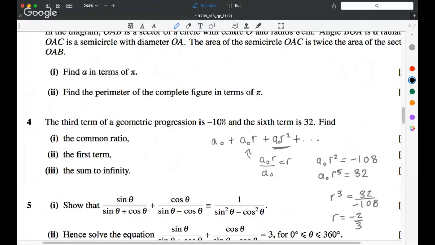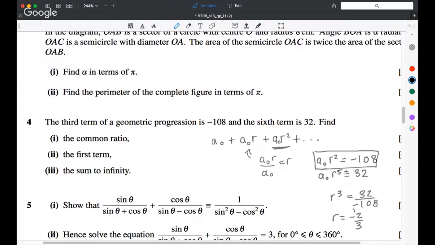And that sort of makes sense because you've got a series where the absolute value of the number is getting smaller, but it's also switching from minus to plus, so it makes sense that the ratio wouldn't be some big positive number because it would just grow to infinity. So from this, we can again just solve for the first term. What do we know? We know that A0 R squared is equal to minus 108. We know R now. We just go A0 is equal to minus 108 over (minus 2/3) squared.